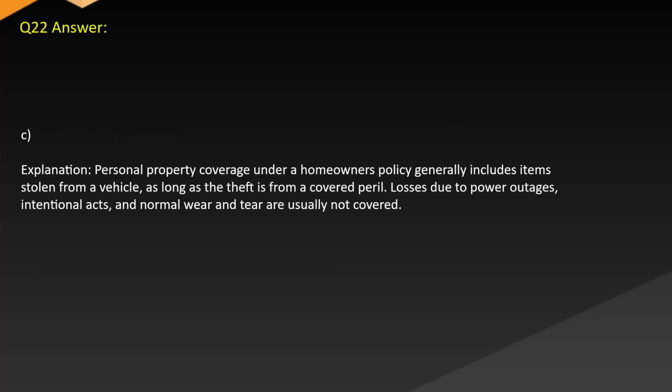Answer: C. Explanation: Personal property coverage under a homeowner's policy generally includes items stolen from a vehicle as long as the theft is from a covered peril. Losses due to power outages, intentional acts, and normal wear and tear are usually not covered.